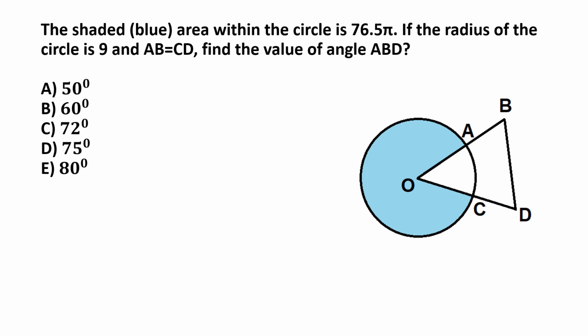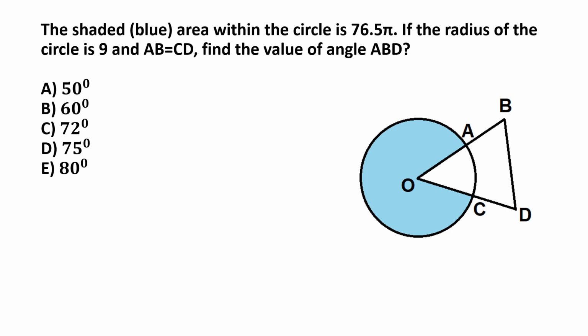The shaded blue area within the circle shown in the figure is 76.5 pi. If the radius of the circle is 9 and the length of AB is equal to the length of CD, what is the value of angle ABD?